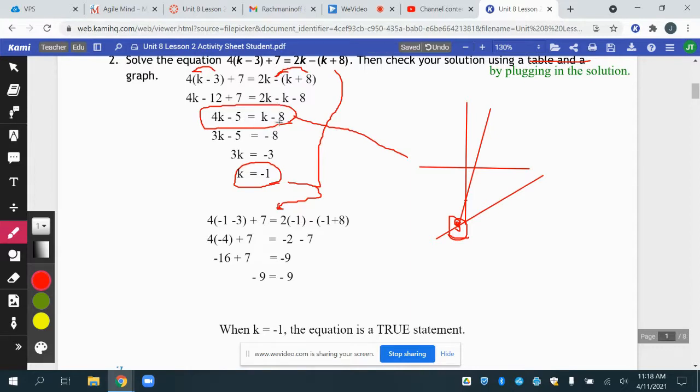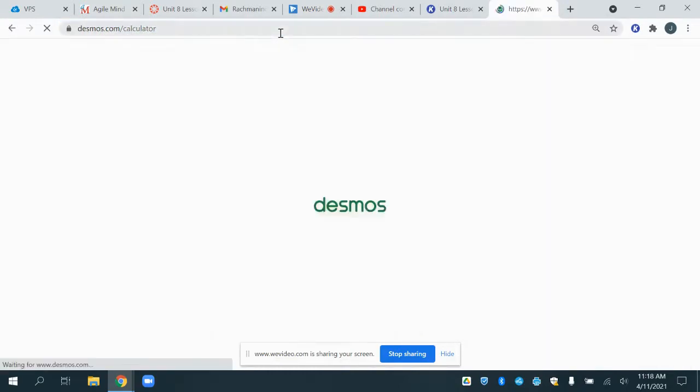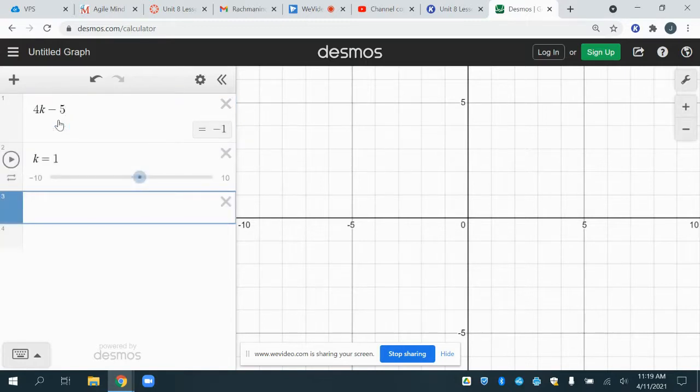I'm going to create 2 graphs. I'm going to go into Desmos really fast, and I'm going to create a graph of this and that. We're going to see what that looks like. 4k minus 5 and k minus 8. Desmos, here we come. Okay, we're going to change the k to a, well, maybe we can. Let's try 4k minus 5. Yeah, it doesn't like that. We're going to use x and y because that's what it likes to use.